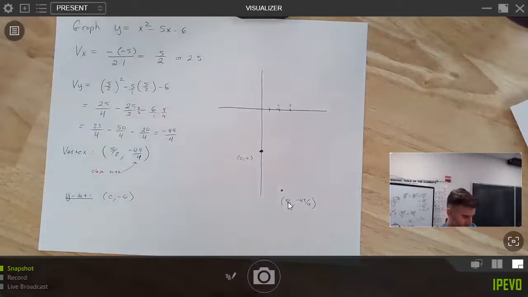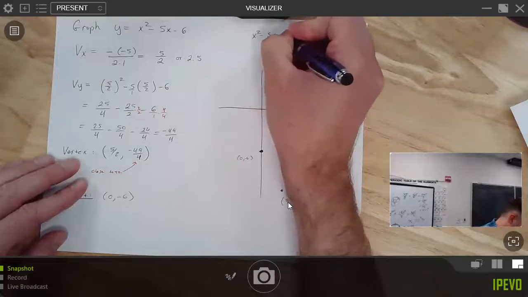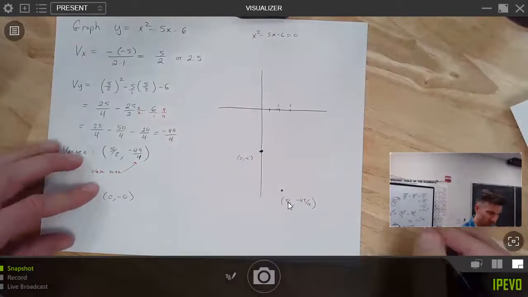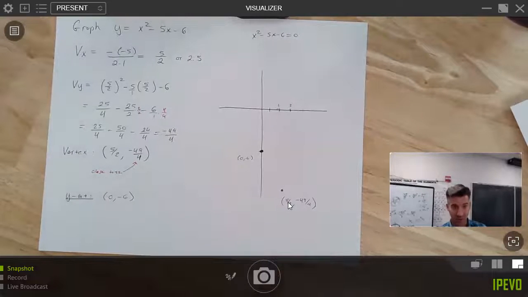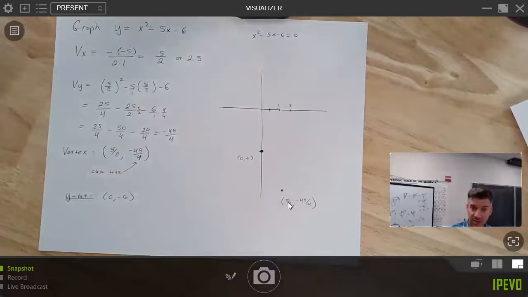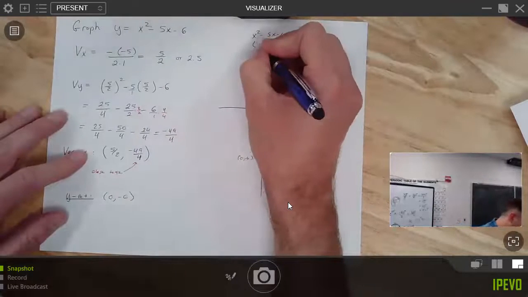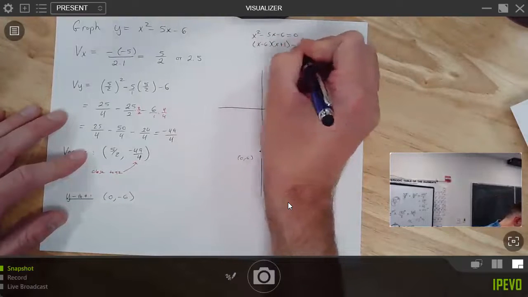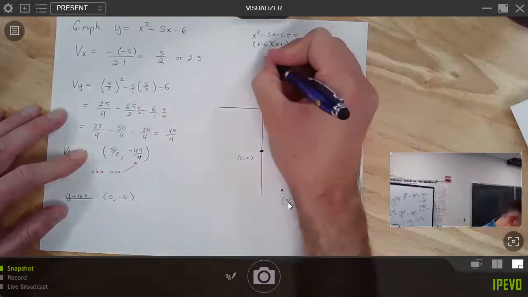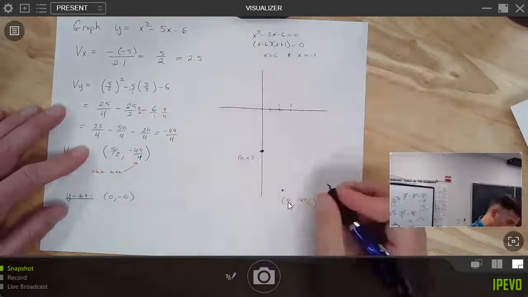Okay, so we do get x-intercepts. So let's set this thing equal to 0 and find them. x squared minus 5x minus 6 equals 0. I think that factors. So this is where you always have to be careful, right? It's really easy to factor this one wrong. It's not going to be 3 and 2. It's going to be negative 6 and positive 1. So it's going to factor as x minus 6 times x plus 1. So I end up getting x equal to 6 and x equal to negative 1.